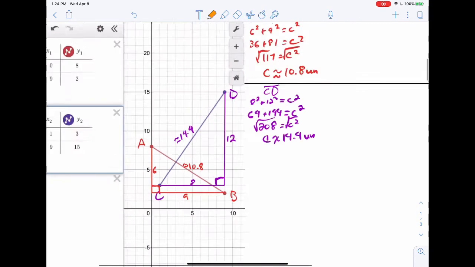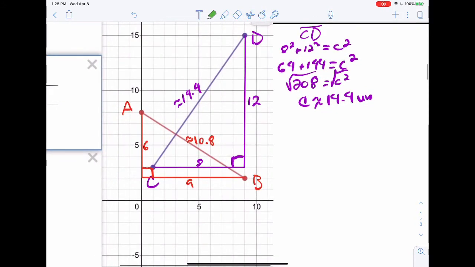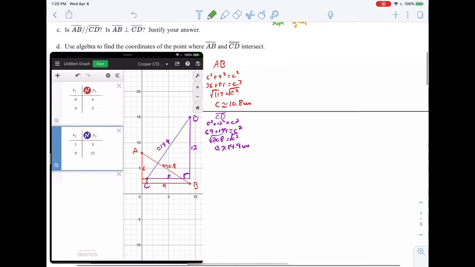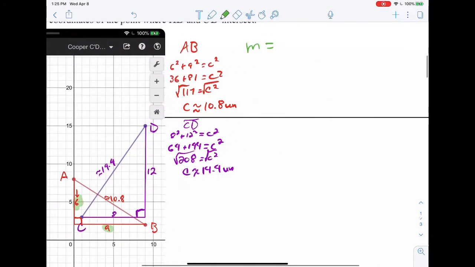So in doing this, we look at these two lines and we can see AB is quite easy for us to do because we can quickly see both the slope and the y-intercept. The slope, m, equals the rise, 6. Now, because it's going down from left to right, that's going to be a negative 6 because this is heading downward. And the run, 9. So rise over run would be negative 6 over 9, which simplifies to negative 2/3.